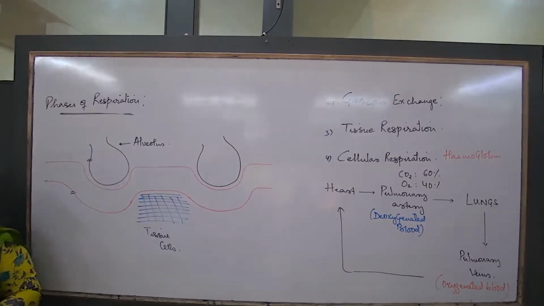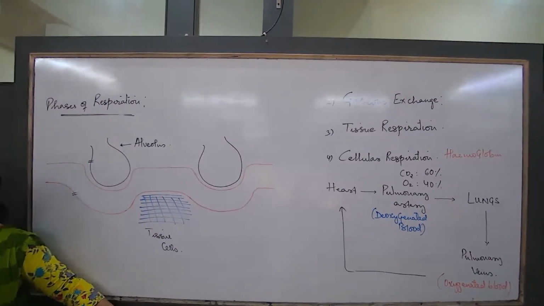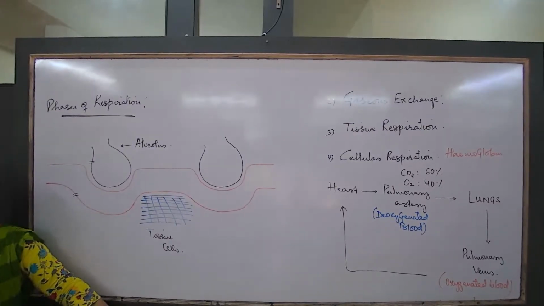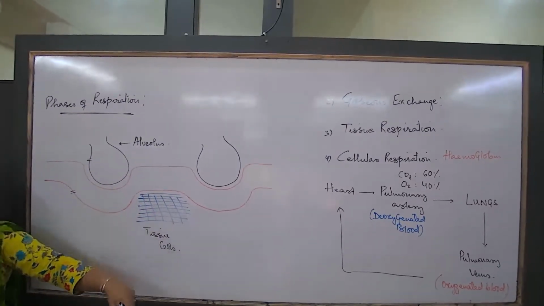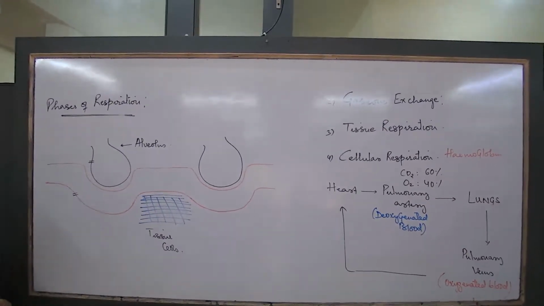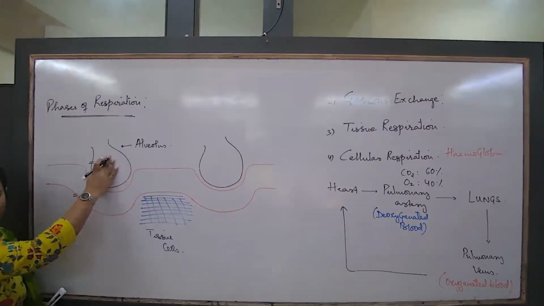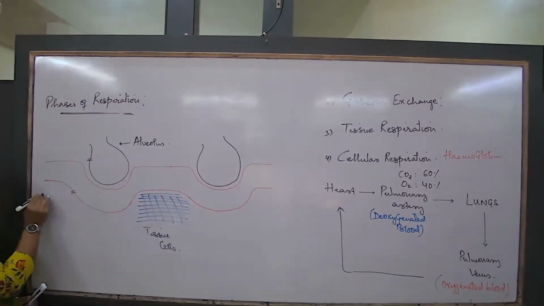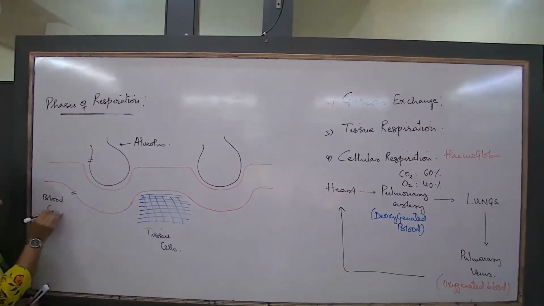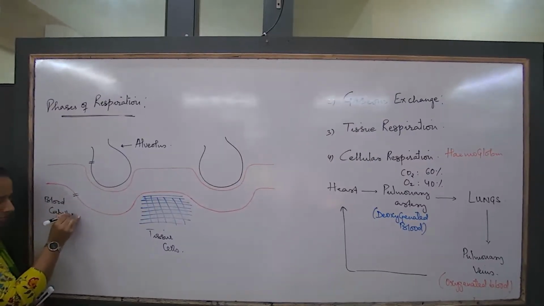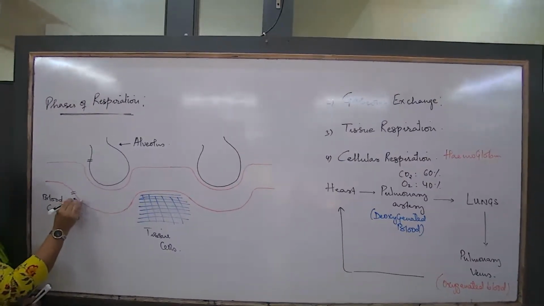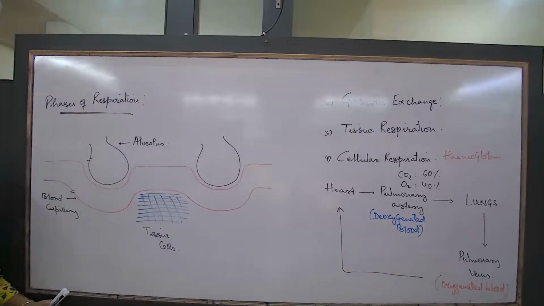Now, let us talk about that. What is gaseous exchange? Once you are aware of oxygenated and deoxygenated blood, let us talk about this. This is an alveolus, and what are we drawing here? These are blood capillaries. Try to understand. These are blood capillaries, all these blood vessels surrounding.